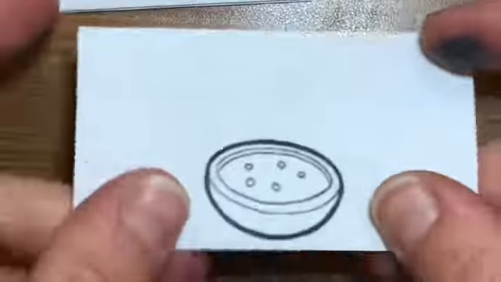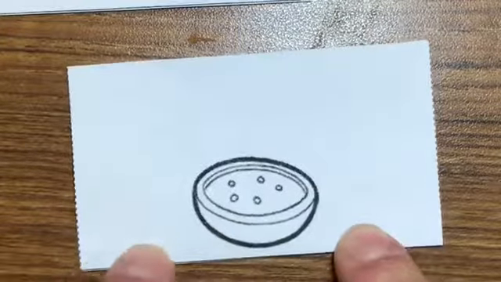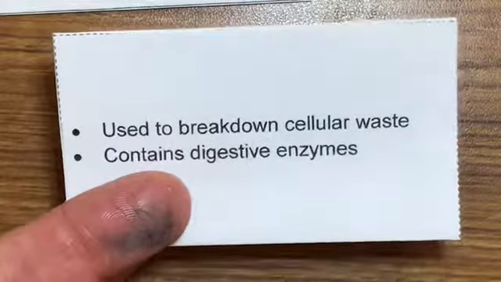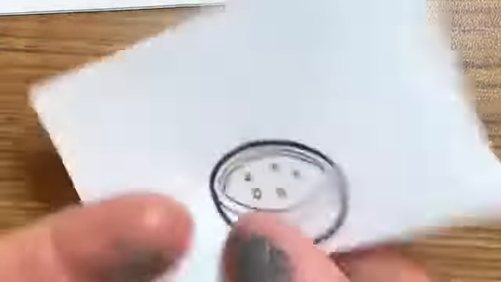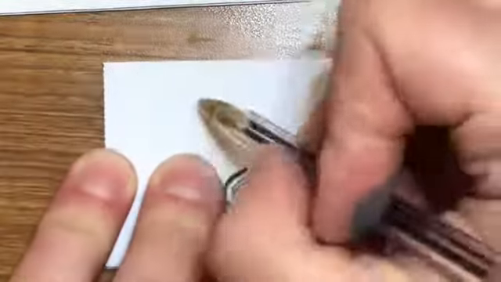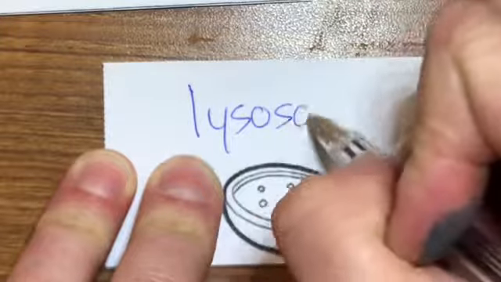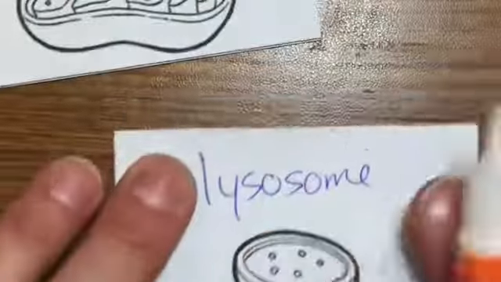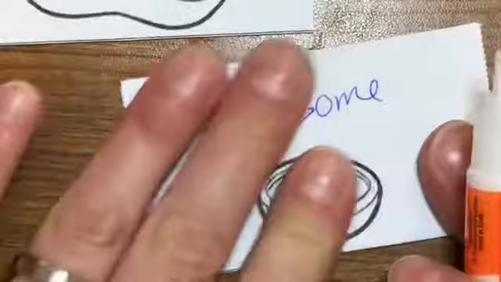Okay, this one right here, very nondescript, hard to tell what it is. You have to use the description. Used to break down cellular waste, contains digestive enzymes. That is the lysosome. Now, as you're doing this, these cards themselves might change, but use your notes to figure it out.